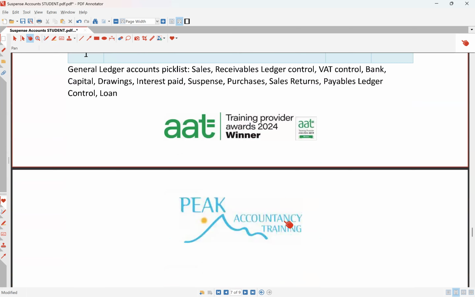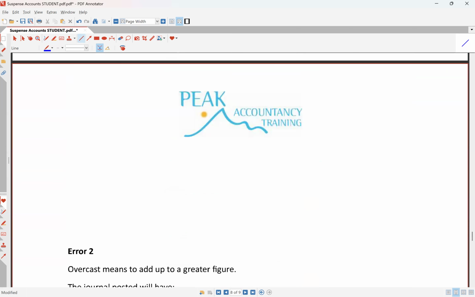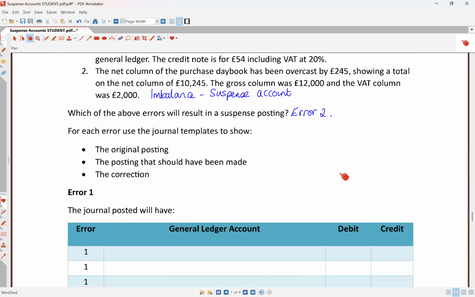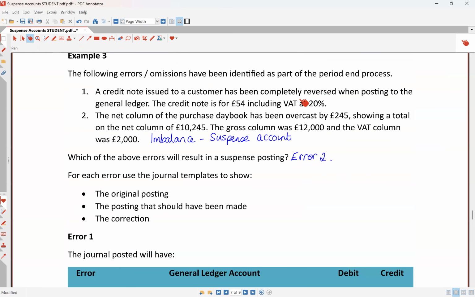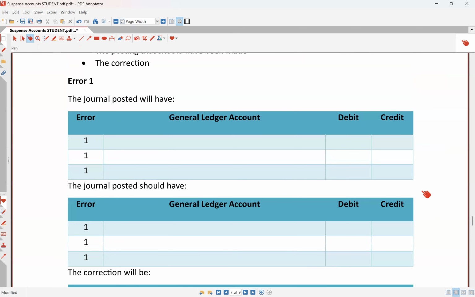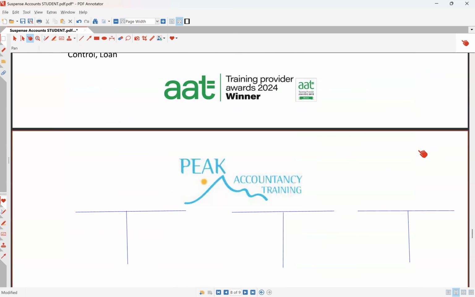Now, I'm actually going to draw this out, I'm a very pictorial person. I like to see things. So 1, 2, and 3. There we go. So what have we done? Well, we've posted a credit note to a customer. So it's going to reverse what we did before when we posted a sale.